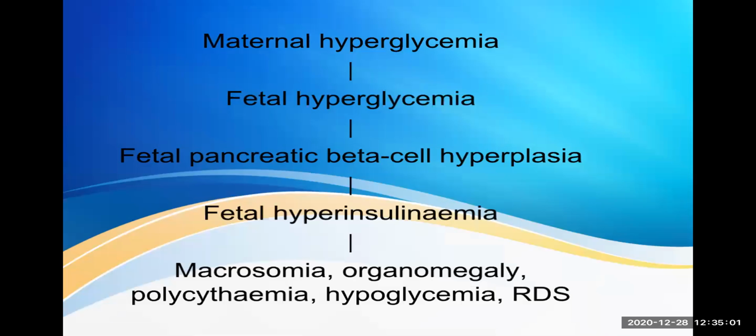Now, there is an explanation which every student knows already, but still it is such an important one. So it is repeated. Maternal hyperglycemia will cause fetal hyperglycemia. Fetus means before the time of birth. Remember, the baby is still inside the uterus. This fetal hyperglycemia is inducing the pancreatic beta cell hyperplasia. So there's a lot of insulin release. Fetal hyperinsulinemia. This fetal hyperinsulinemia is responsible for macrosomia, organomegaly, polycythemia, hypoglycemia, and RDS.